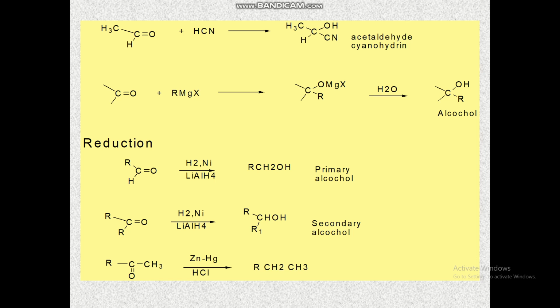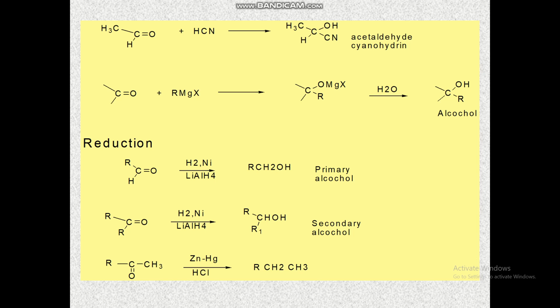This addition product is an intermediate, and upon decomposition by water it gives alcohols. Formaldehyde gives a primary alcohol, other aldehydes give secondary alcohols, and ketones give tertiary alcohols with Grignard reagents.